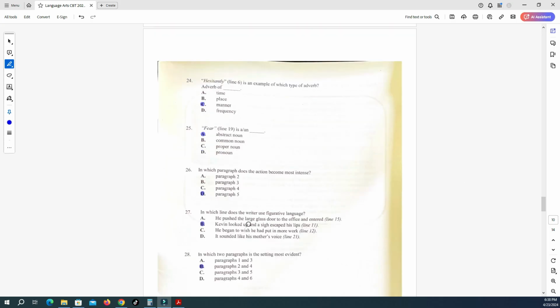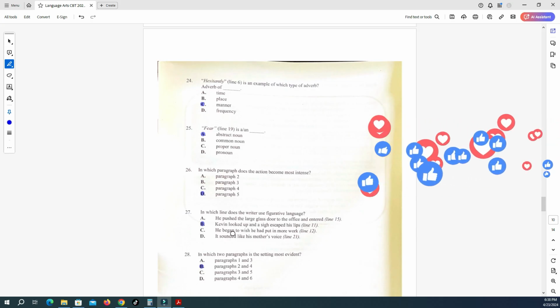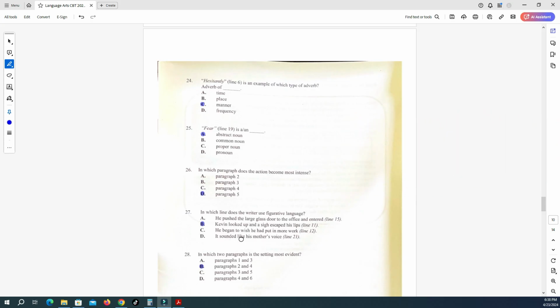In which line does the writer use figurative language? He pushed the large glass door to the office and entered. I'm not seeing any figurative language there. Kevin looked up and a sigh escaped his lips. Sigh escaping his lips would be figuratively speaking. So I chose that one. I don't see any other here.